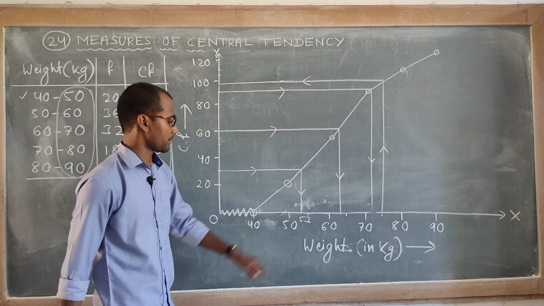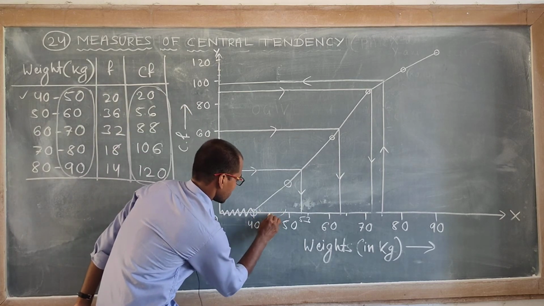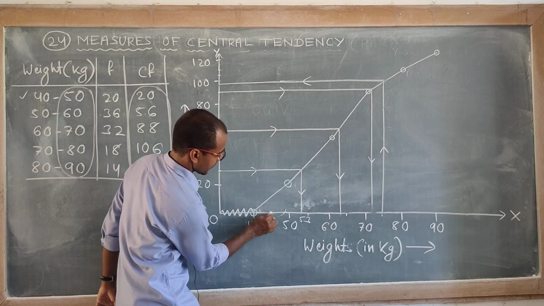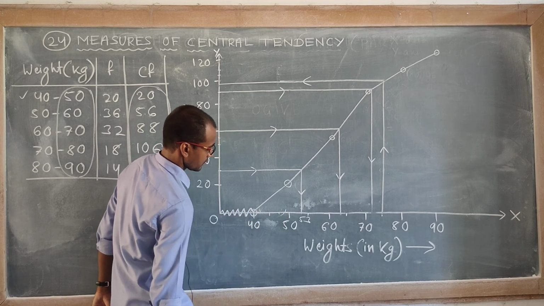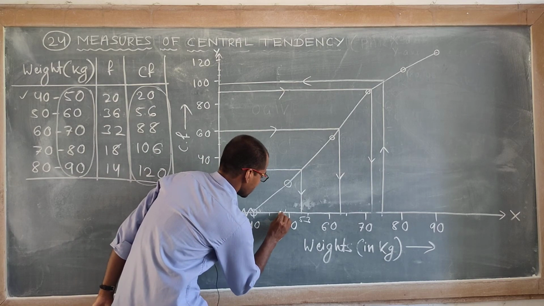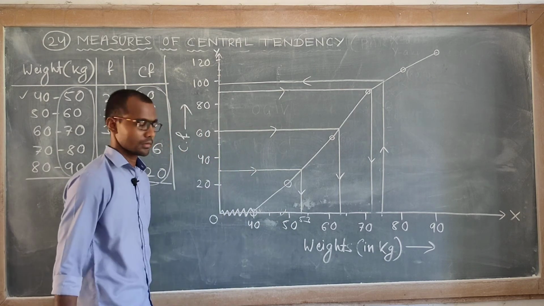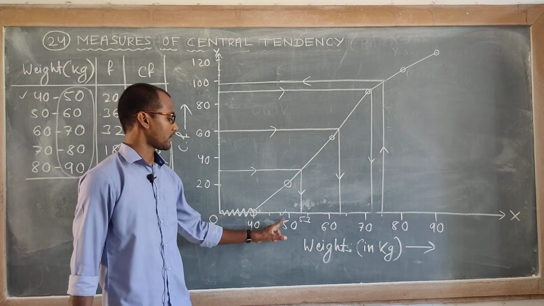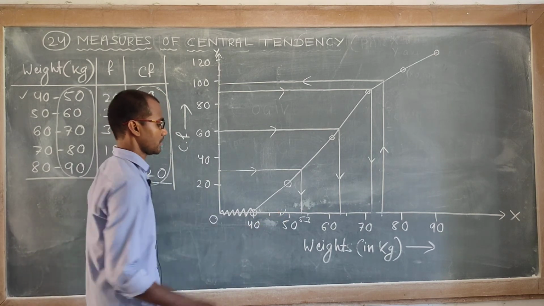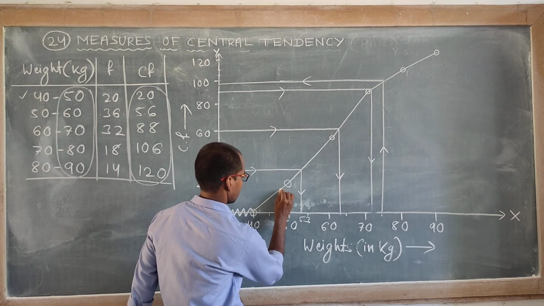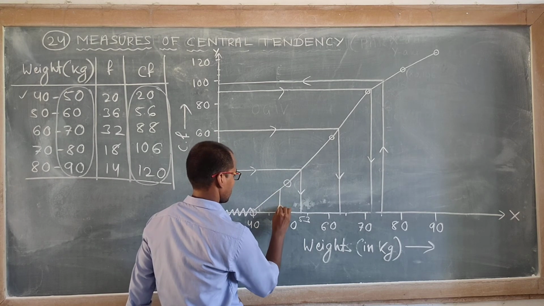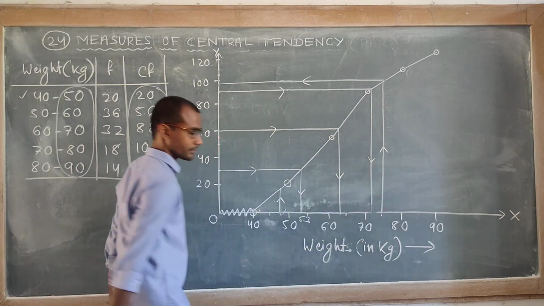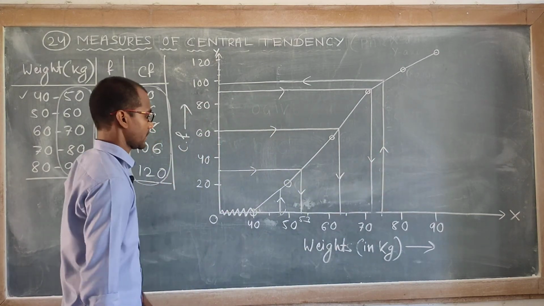This is 40, this is 50, this is 45. Approximately I am locating 45, and this is 47.5. This must be 48. I feel this is 48. 40, 45, 50, this is 48. So start from here. Move upwards just like this. Start from the x-axis.